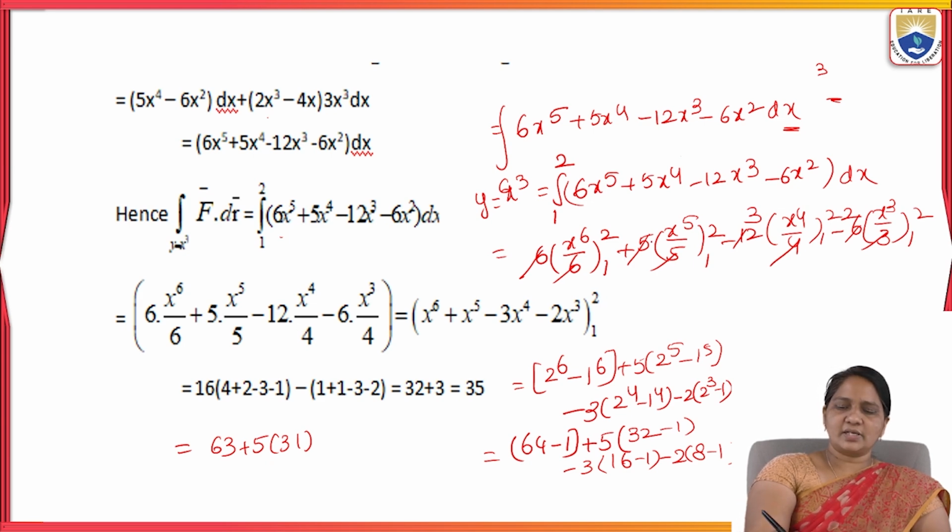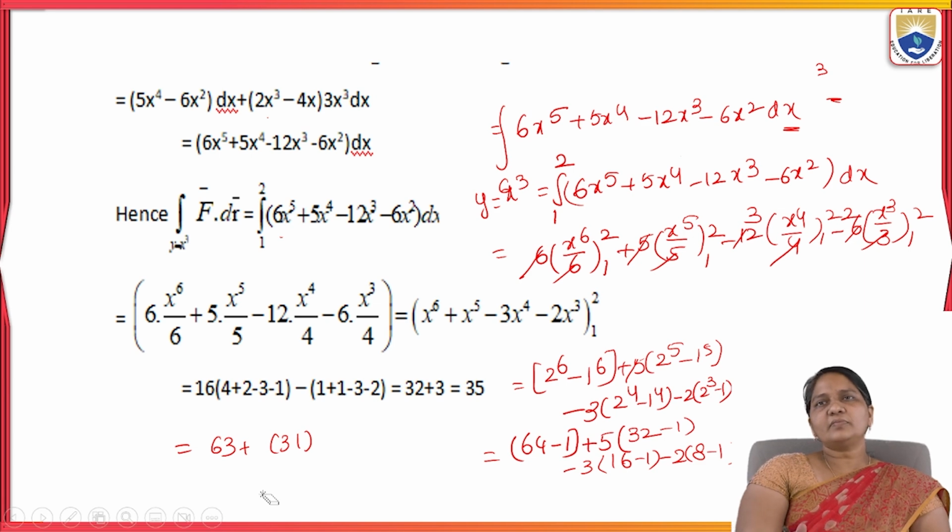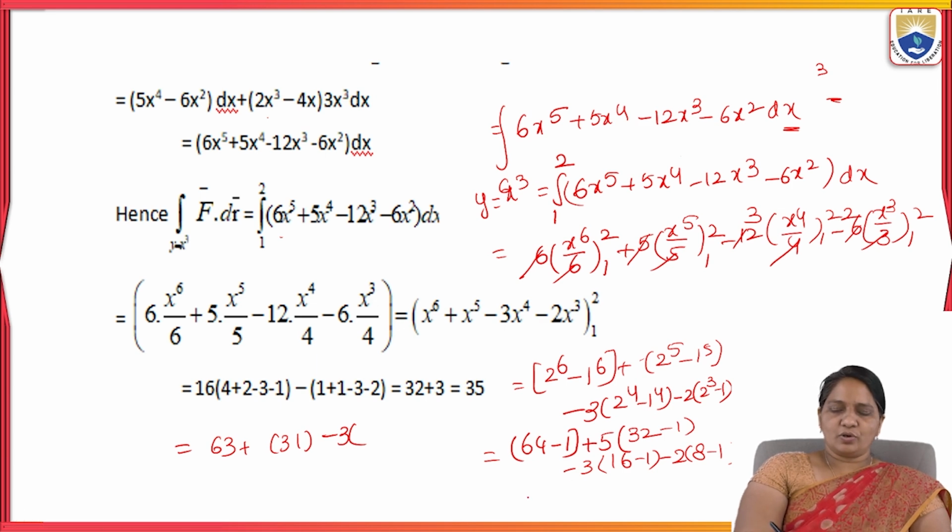Here 5 is cancelled, right? There is no 5. So finally this is 31. Next, minus 3 into 2 power 4. So 2 power 4 value, how much?